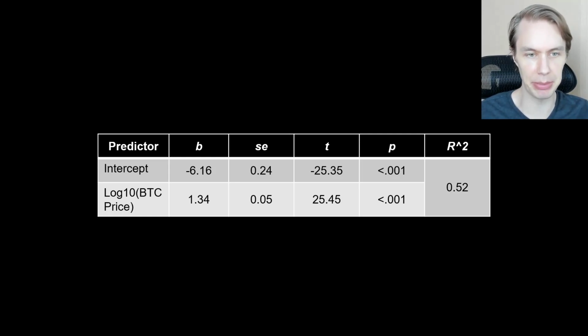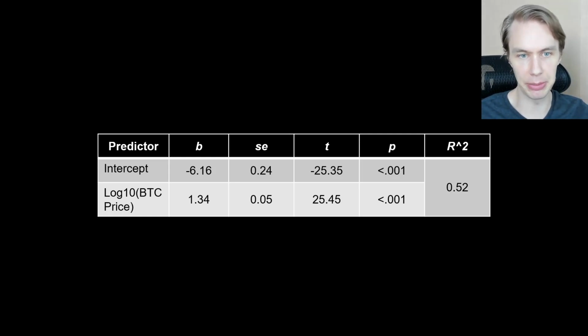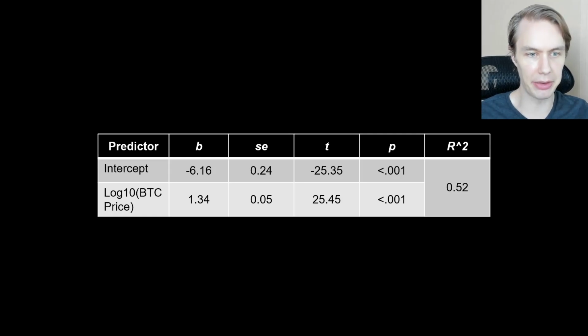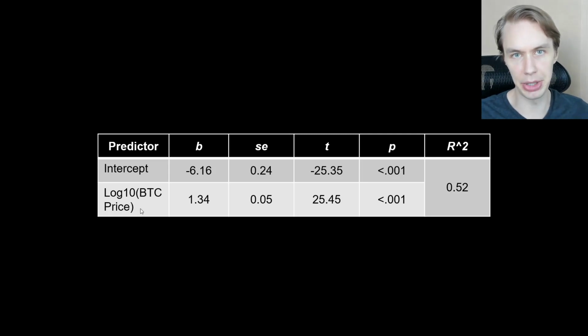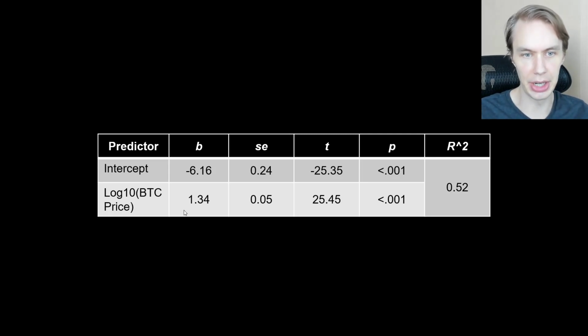We'll have an intercept, which is just an offset value. And then we have the actual prediction of the Bitcoin price. So basically what I did is I took the log base 10 of Bitcoin price, and I'm predicting the log base 10 of the ADA price. So this beta here, this B, the way you interpret this is that for every factor of 10 that Bitcoin's price moves, there will be a 1.34 factor of 10 move in ADA. That's the way that you interpret this.